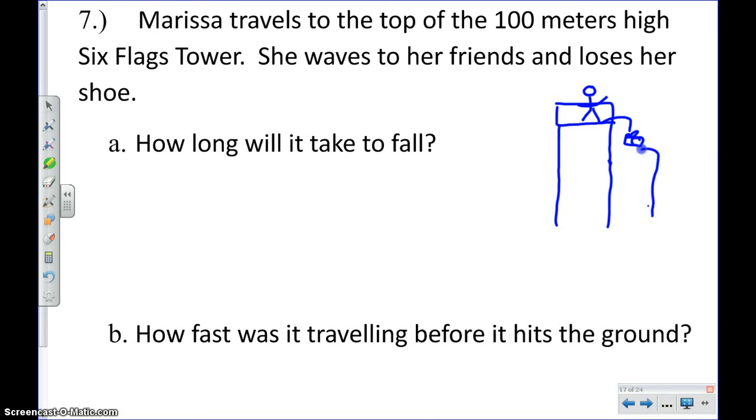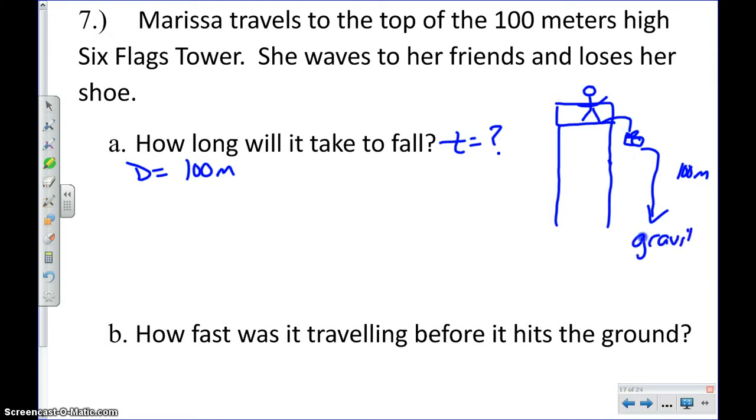And the shoe's going to fall, and it's 100 meters. So that's my distance. And I know nothing else except I want to know how long. So I'm trying to solve for t equals. So if I drop my shoe off this tower, what is affecting the shoe? And I know it looks like a present, but it's not. So the only thing affecting the shoe here is gravity.